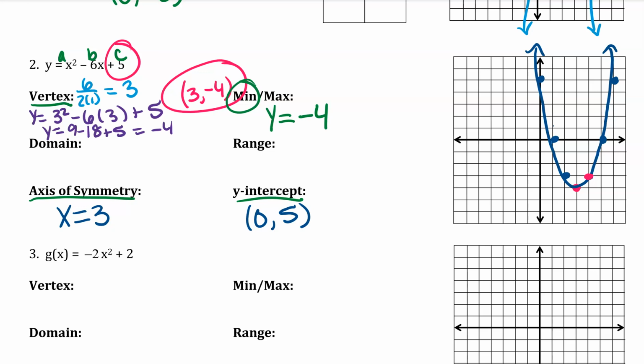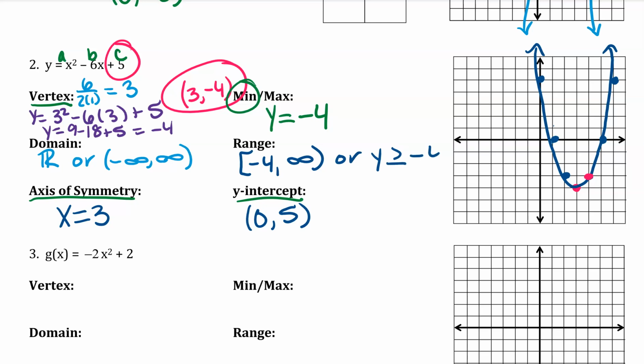Your domain is always, always, always going to be all real numbers, or if you're using interval notation, -infinity to infinity. The range, well, the parabola is facing up, so that means that the y's are getting bigger. So I'm going to start with the y part of my vertex, which is -4, go all the way to infinity. Or if you're using inequality notation, y is greater than or equal to -4.